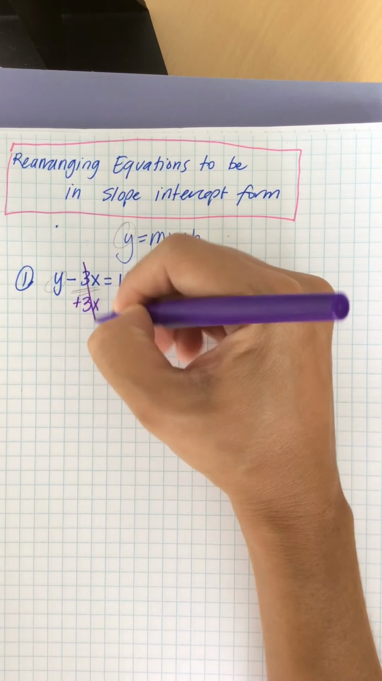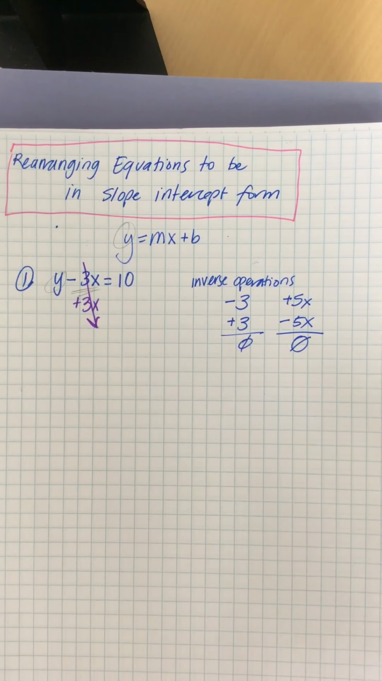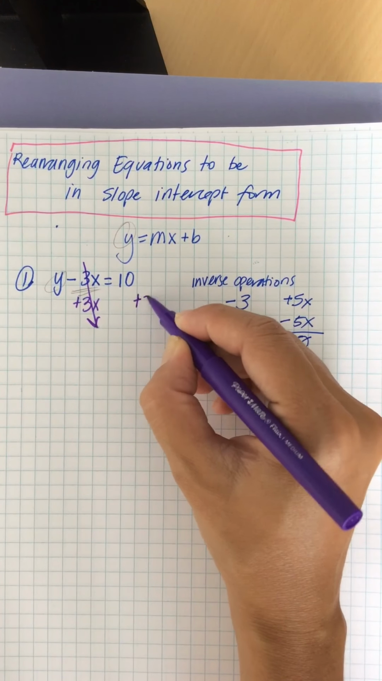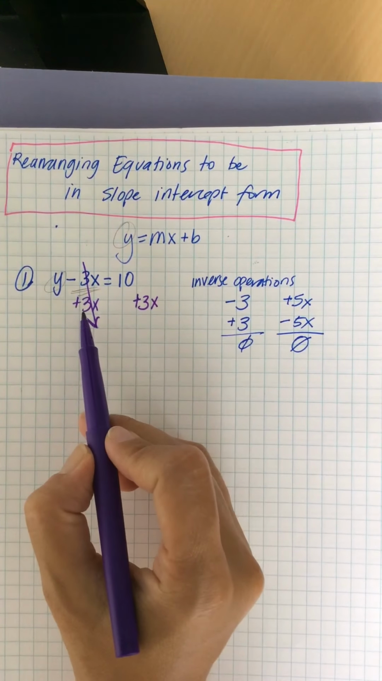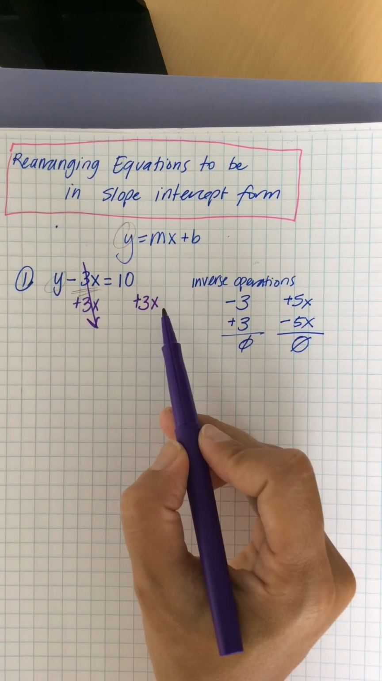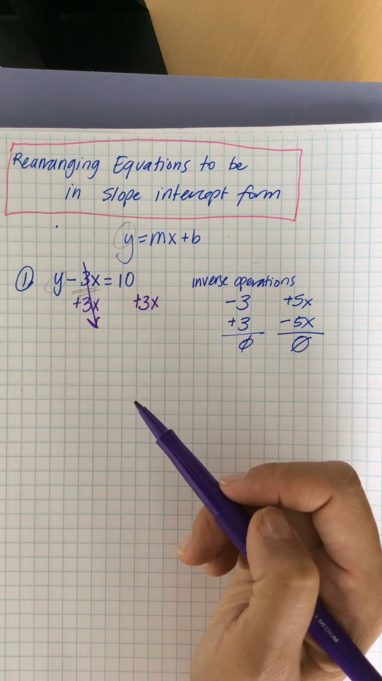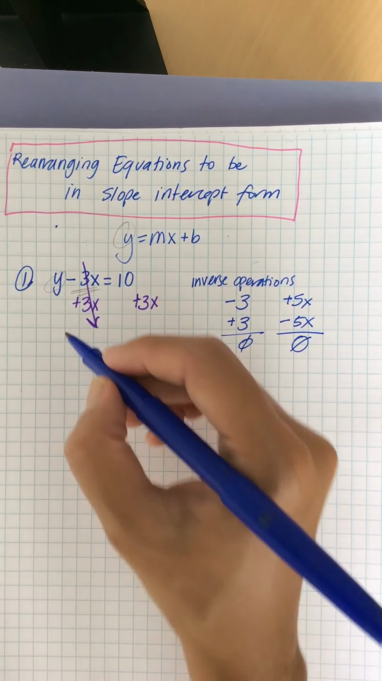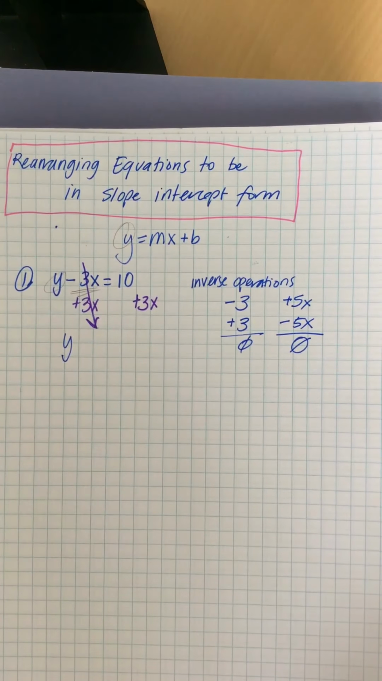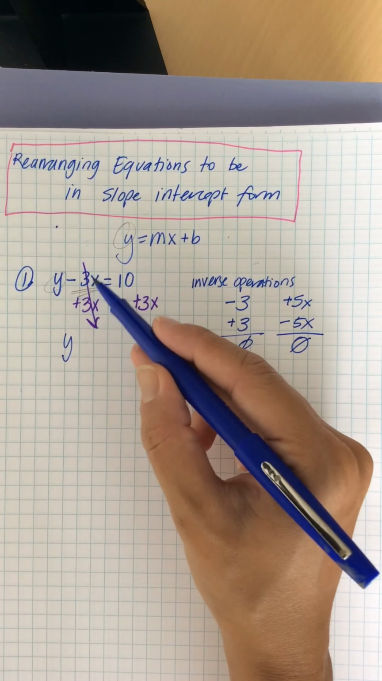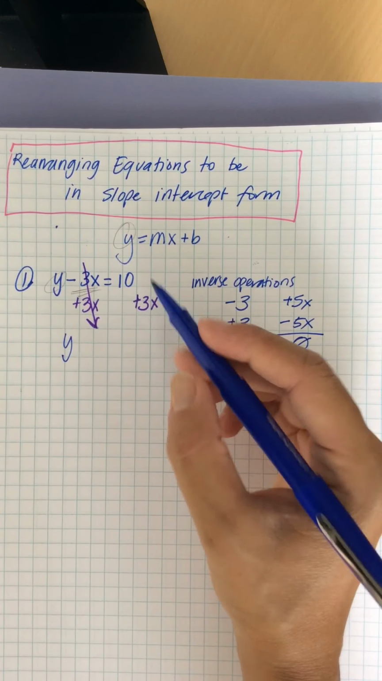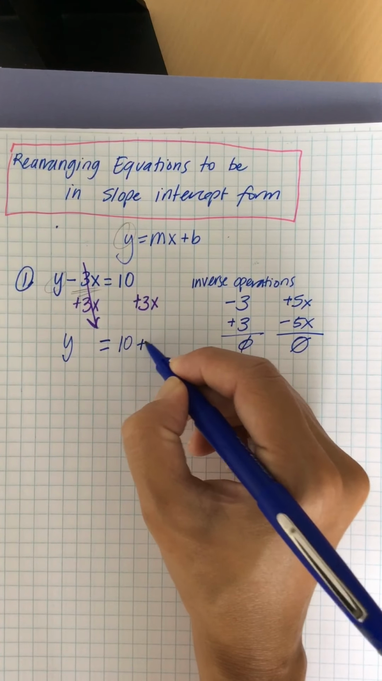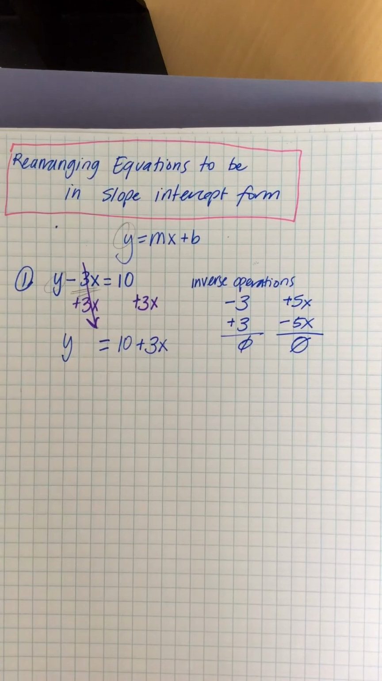Why? Because I want this thing to go away to 0. I don't want it over there anymore. But I can't just add 3x on this side. Whatever I do to one side of the equation, I have to do to the other. So I add 3x on the left side, and then that means I have to add a 3x on the right side. So now what's left? Well, what's left is this y. My lonely y is still by himself. This is gone now because minus 3x plus 3x, that's 0. And then I have an equals, and 10 plus 3x is still on the other side.